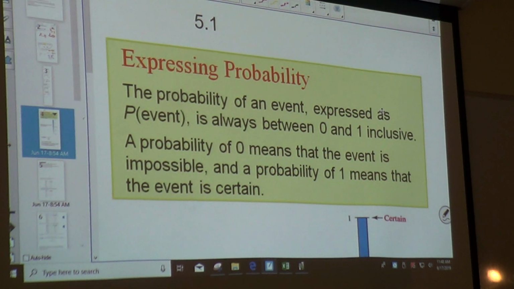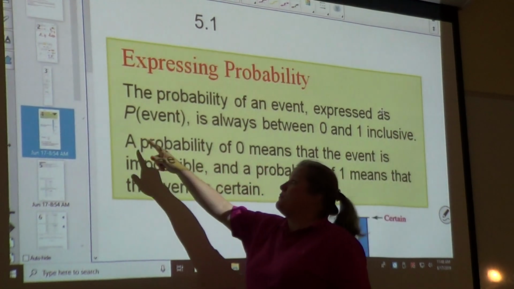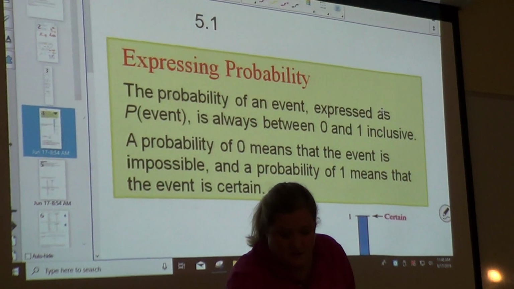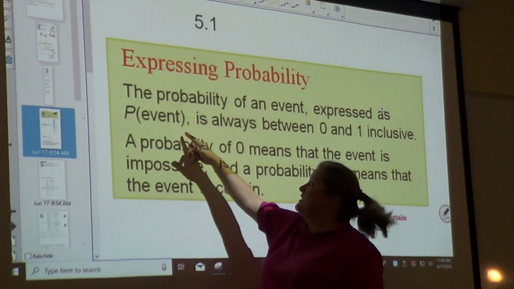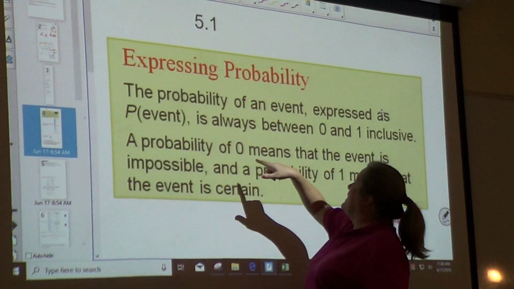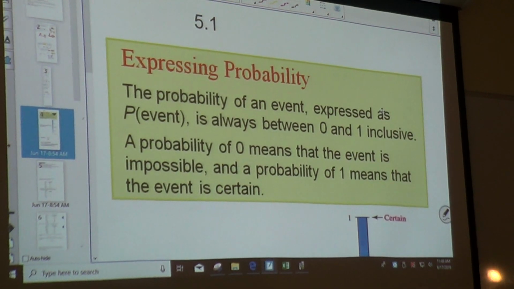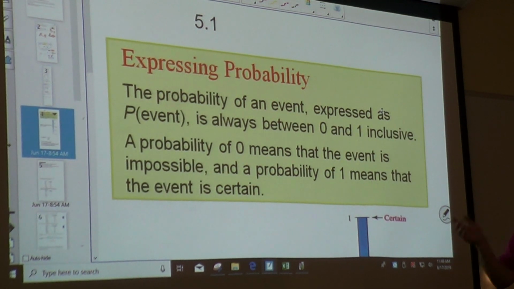The probability of an event is usually expressed as P of an event. So the probability that it rains, the probability that I'm going to gamble, the probability that I'm going to win. We always say probability of what's going to happen, okay? Probability is always between 0 and 1. You can't have a negative probability, okay? It's always going to be between 0 and 1, or 0 and 100% after you convert it.